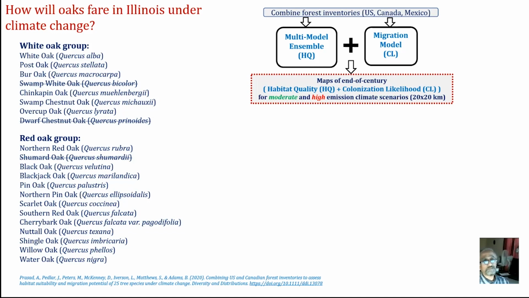And we also use an updated migration model, which now estimates colonization likelihoods of gaps within the current distribution, as well as the migration beyond the current species boundary. And we combine the HQ and CL outputs for end of century HQ and CL combinations for moderate and high emission climate scenarios at 20 by 20 kilometers across North America.